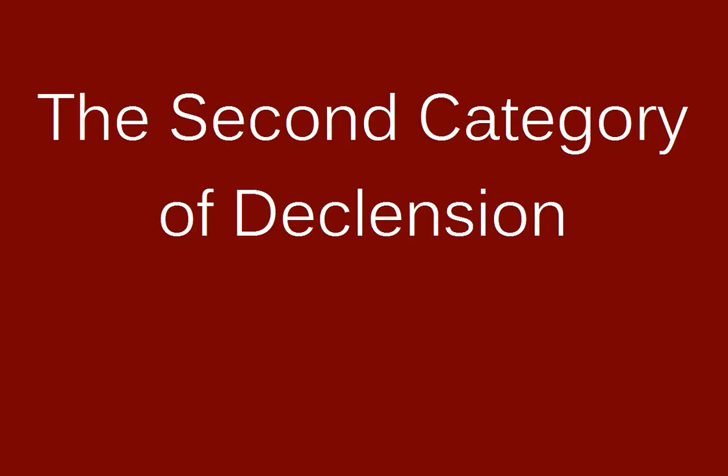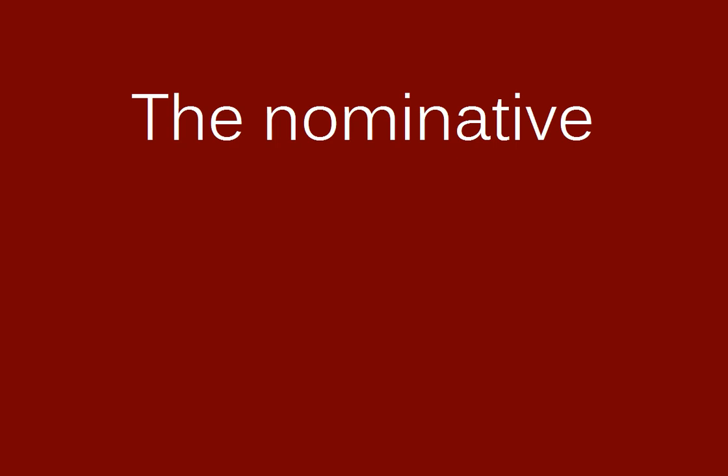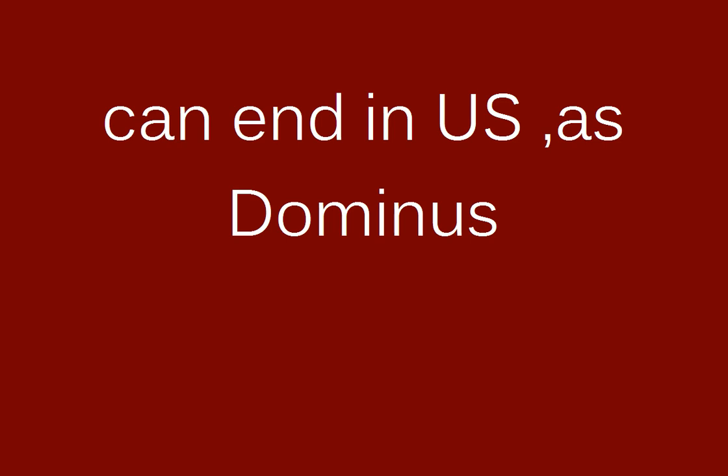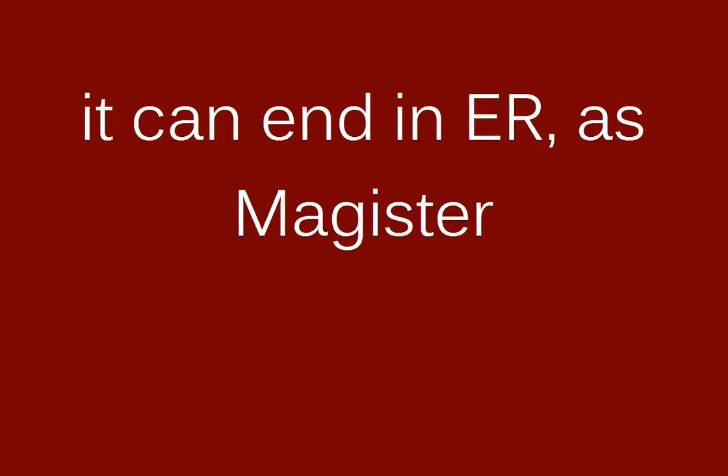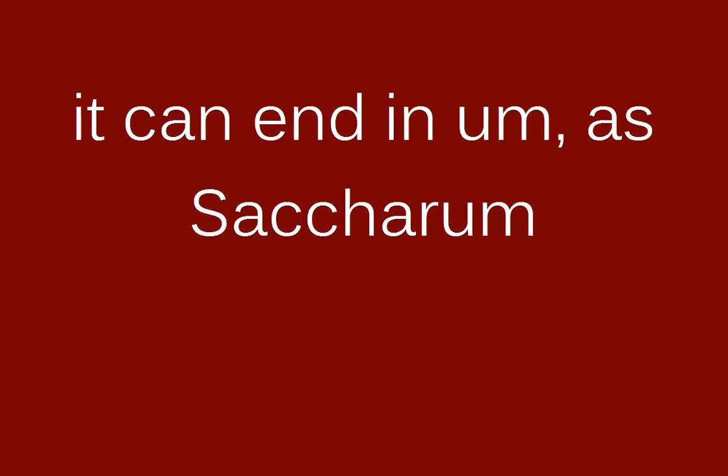The second category of declension. The nominative in this category can end in us, as dominus, dominus. It can end in er, as in magister, magister, meaning teacher. Remember to pronounce your R on the end, magister. It can end in um, as in saccharum, saccharum, and this is a nasalized U on the end of the word, saccharum, sugar.